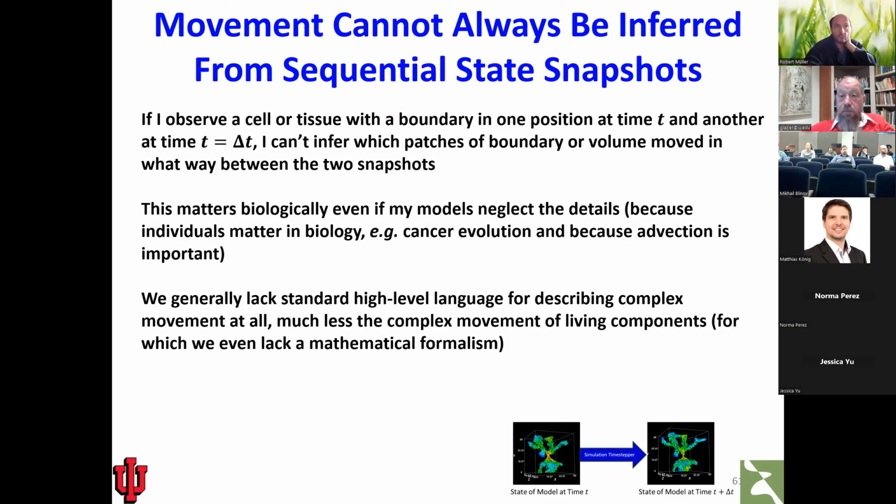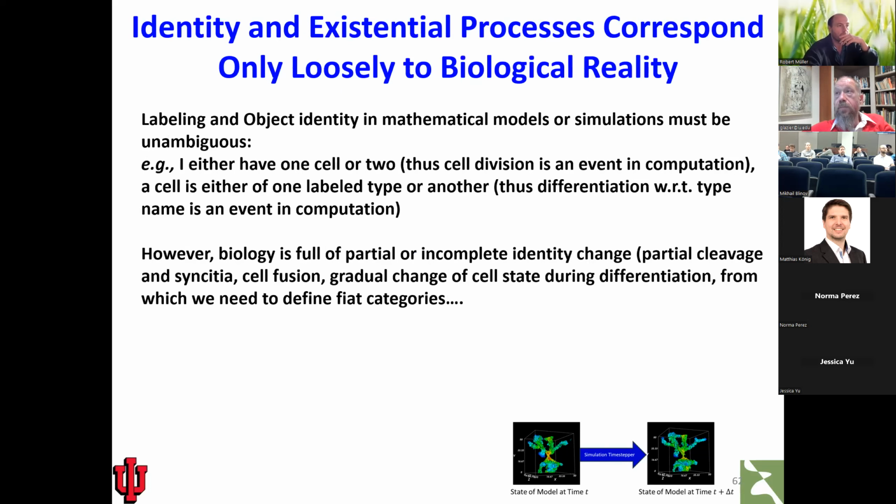There are a couple of other problems. One of them I want to mention here is that if we're starting from snapshots and we want to do time evolution from snapshots, things like movement become quite problematic. If we see a cell in one position at time 1 and another position at time 2, we know, for example, where the center of mass moved. We may know how the shape changed. But if we want to understand advection, we then need to know not only how the overall object moved, but how its subcomponents moved, and that's usually not observable.